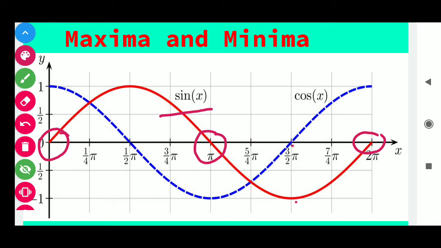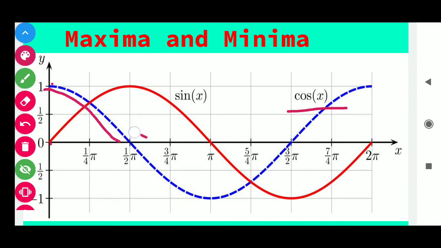Similarly students, we go through in the same manner. Now here the dotted curve is of cos x. It starts from 1 and we know that cos 0 is 1. Now students, it moves in the downward direction and intersects at pi by 2. So at pi by 2 the value of cos is 0. Now it moves in the downward direction and at pi it touches -1.